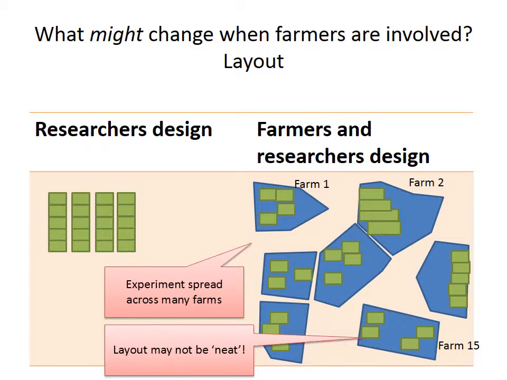The replicates are now spread across farms, with 1 per farm. I will discuss this idea of replicates and farms in the next video. Note that the layout on each farm might not be a neat row of contiguous plots. Space and other constraints might make it necessary to spread them around.